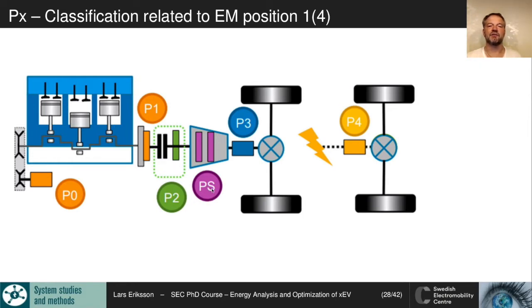Then PS here is power split, where we have a power split device. And P3, then the electric machine sits on the output shaft. And finally P4 is if we have all electric here, so we have all electric drive. And the electric machine of course drives the vehicle forward.